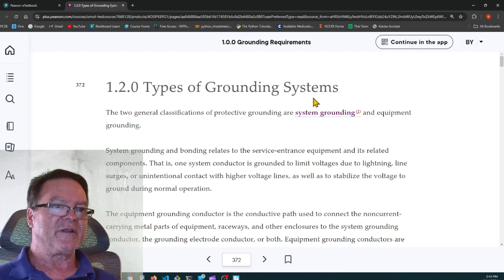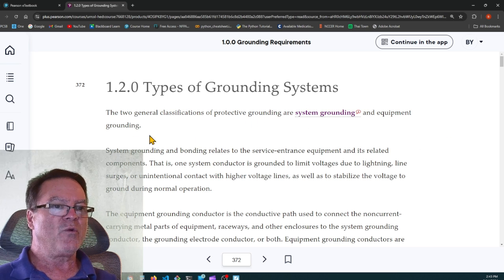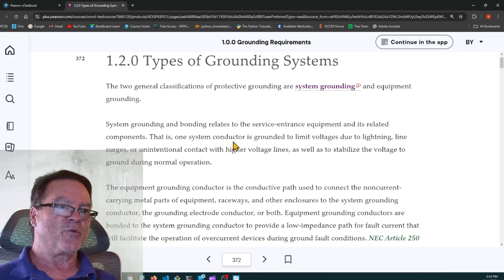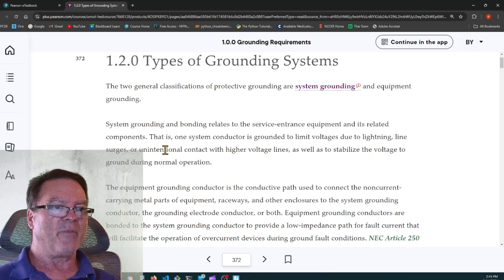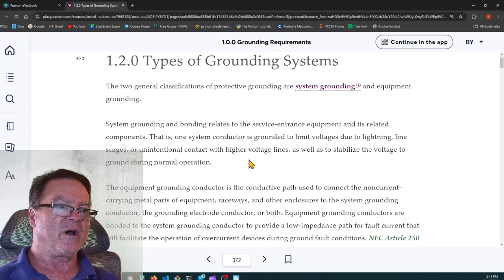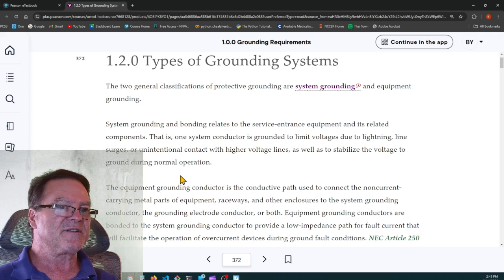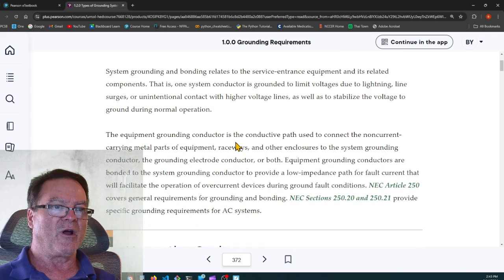1.2.0 Types of grounding systems. Two general classifications of protective grounding are system grounding and equipment grounding. System grounding and bonding relates to the service entrance equipment and its related components. That is, one system conductor is grounded to limit voltage due to lightning, line surges, or unintentional contact with higher voltage lines, as well as to stabilize the voltage to ground during normal operation.